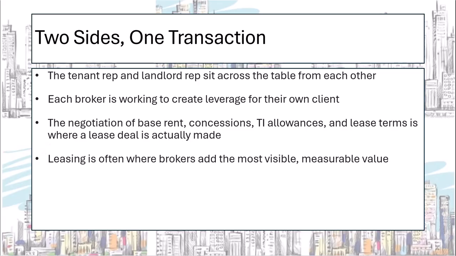A broker may create value by finding a better space, reducing occupancy costs, attracting a better tenant, limiting vacancy, or negotiating provisions that better protect the client. The key lesson is that commercial leasing is not simply a landlord quoting a rent and a tenant accepting it. It is a structured process in which both sides research the market, evaluate alternatives, attempt to create leverage, and negotiate a complete package of financial and operational terms.